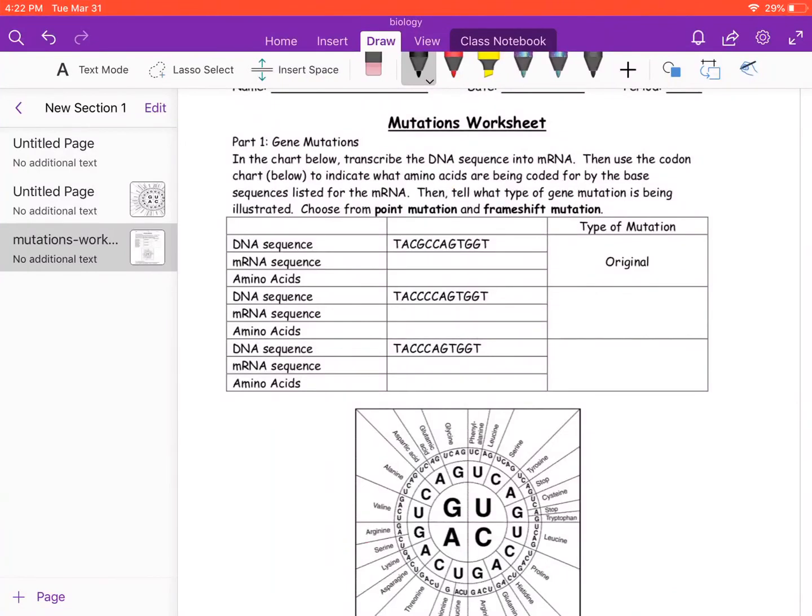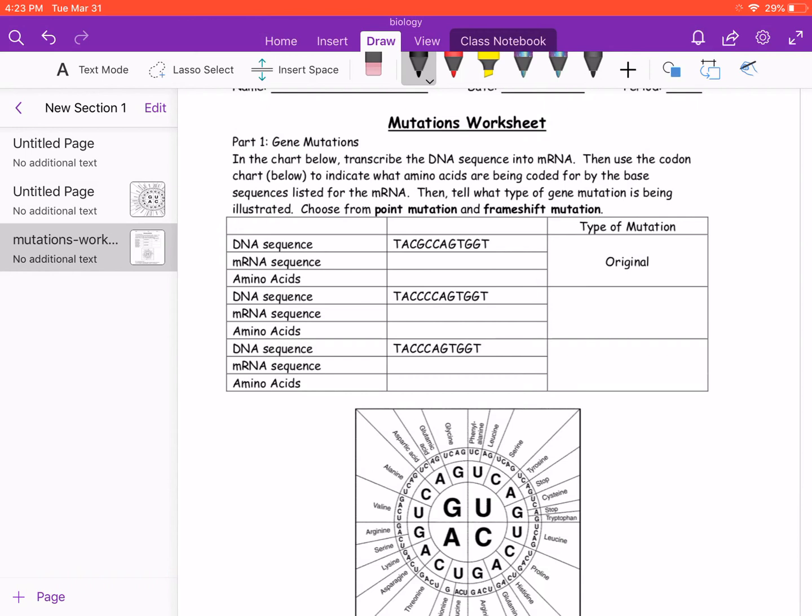Today we're going to be diving into our DNA topic a little bit further and looking at a mutations PowerPoint and worksheet. By now you should have read through the mutations worksheet and PowerPoint, and you may be confused on what to do next. So this chart below is asking us to transcribe the DNA sequence into messenger RNA, then use the codon chart or wheel, and I have one below, to indicate what amino acids are being coded for by the base sequences, and then decide what type of mutation is illustrated.